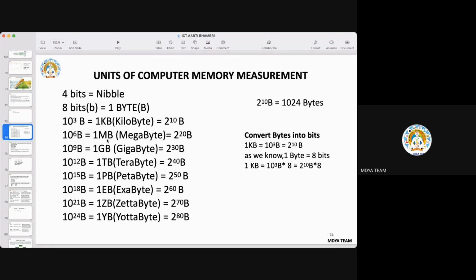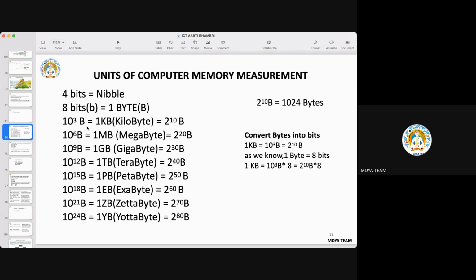Then 1 MB, M means mega. Mega means 10 raised to 6 in decimal. In multiples of 3 the power increases in decimal numbers, and if you increase by 3 there, you have to increase by 10 in binary. So if it is 10 raised to 3, here it is 2 raised to 10. Like that it is 2 raised to 10, 20, 30, 40, 50, 60, and so on.